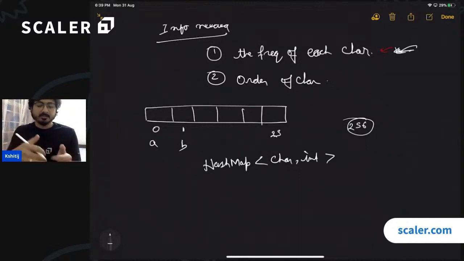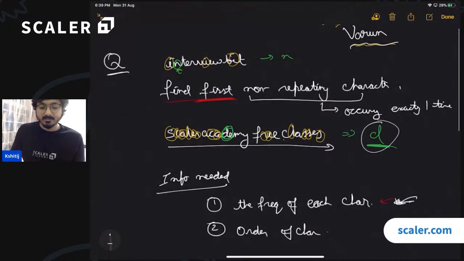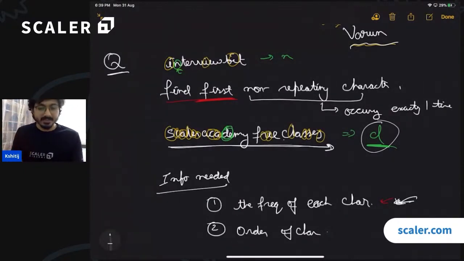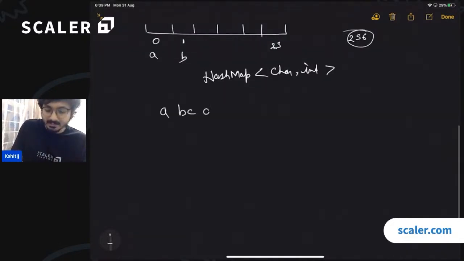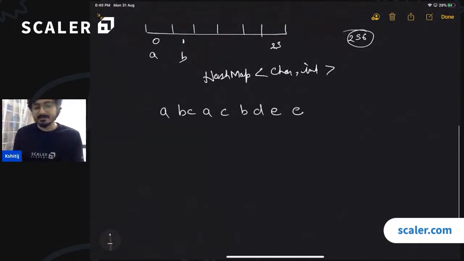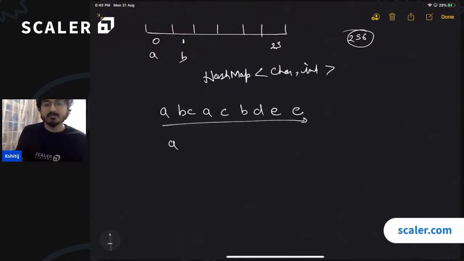Now, once you have a hash map, what you can do is iterate over this string and count the frequency of each and every character. Let us say the string is A, B, C, A, C, B, D, E. If I want to build a hash map, after I iterate over this array and keep the count of frequency of each character, I will have something like this.